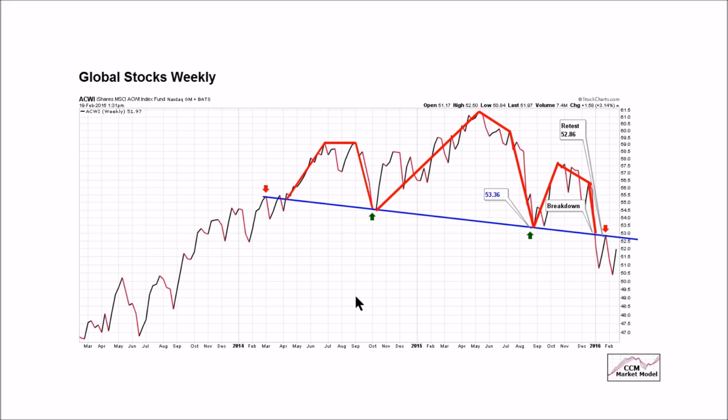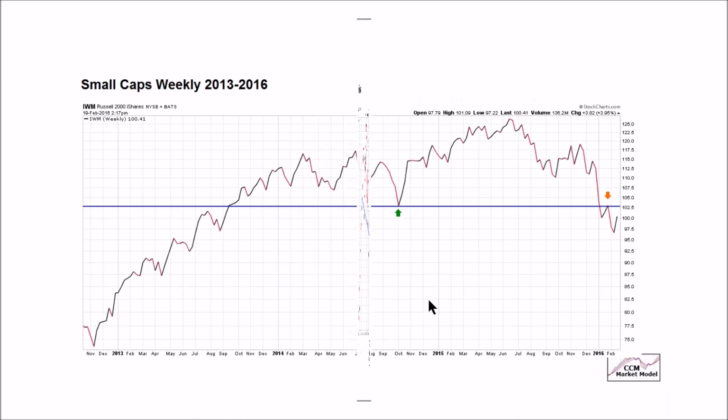Just updating our ACWI Global Stocks ETF weekly. From a bullish perspective, in terms of bullish probabilities, we would prefer to see this ETF recapture this blue line. We were up over 3% late on Friday, but we still remain below the blue line.